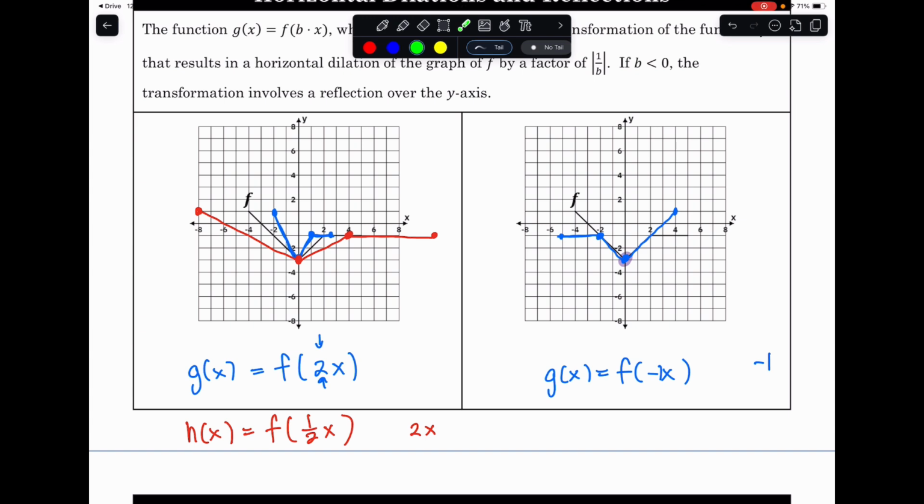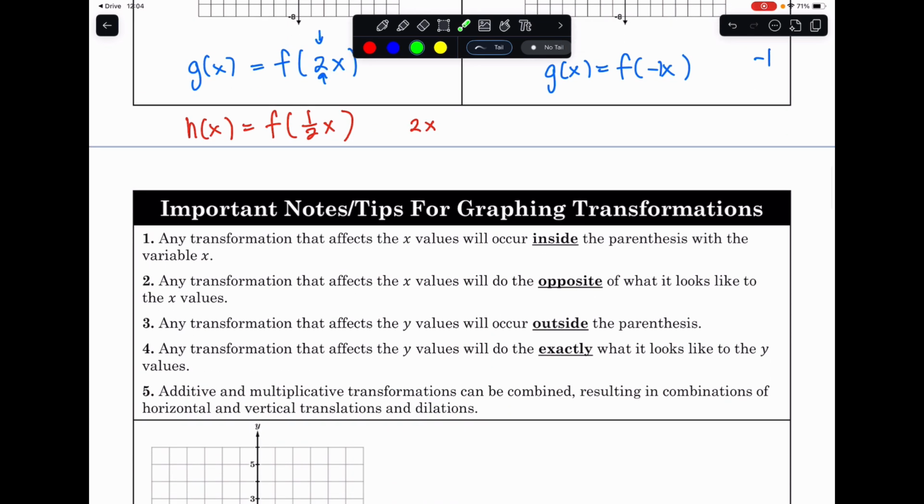So let's review and let's recap again these important tips and notes for graphing transformations. First of all, as you saw, any transformation that affects the x values are inside the parentheses, okay? They are inside the parentheses with the variable x. And the transformations have the opposite effect of what it looks like it's happening to the x values. So we have that f of x plus 3. We're not really adding 3 to the x's. We're subtracting 3 to the x's. And if it's f of 3 times x, we're really not multiplying by 3. We're multiplying by 1/3, which is dividing by 3. Multiplying by the reciprocal is just simply dividing by that value. But we're going to stick with the term of multiplying. So we're going to multiply by the reciprocal of that.